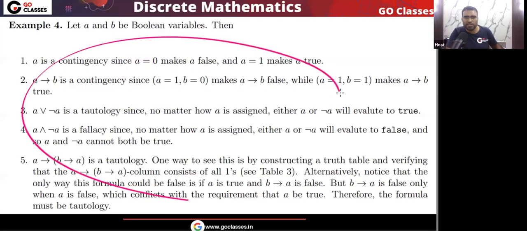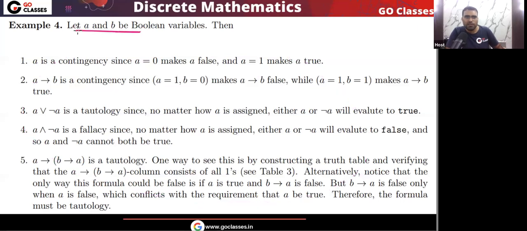Okay, you can read this. If A, B are Boolean variables, propositional variables, then what is A? A is a contingency, because A will be either true or false. A implies B is also a contingency. A or negation A is a tautology. A and negation A is a contradiction.